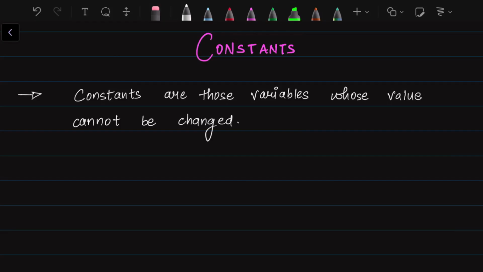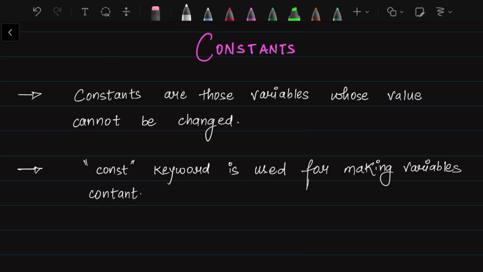So we can make any variable constant by adding a const keyword in front of the declaration of the variable. Okay, so the const keyword is used for making variables constant. Let me give you an example.